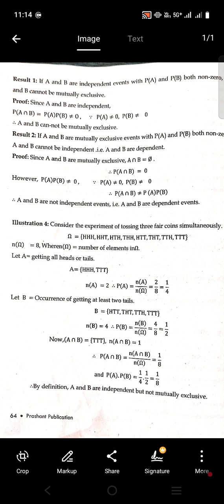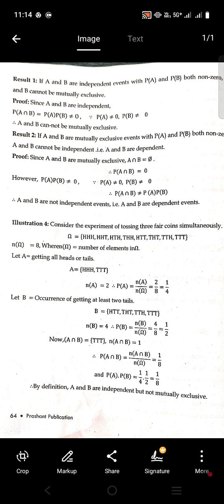Here we have proved that if A and B are independent events with probability of A and probability of B both non-zero, then A and B cannot be mutually exclusive. Since A and B are independent, probability of event A intersection B, which is equal to probability of A into probability of B, is not equal to 0, and that is, probability of A is not equal to 0 and probability of B is not equal to 0, and therefore A and B cannot be mutually exclusive.